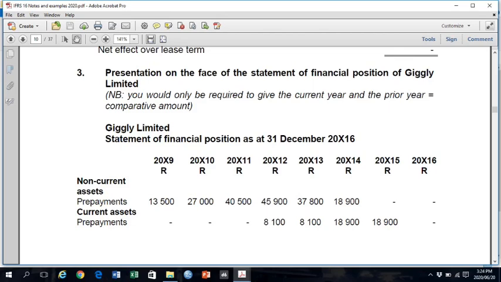Before you continue to watch this video, please make sure that you've worked through the remainder of example 5 in the IFRS 16 notes and examples document, and that you've also watched video 2 on IFRS 16 leases. That video and the rest of this example will explain all the amounts that we are looking at in this video.